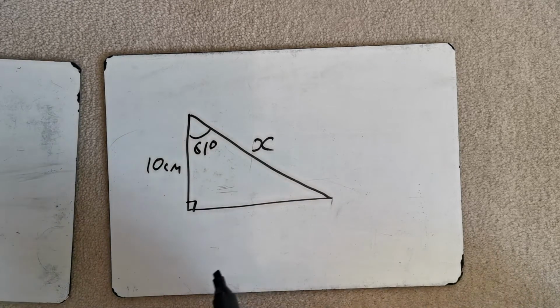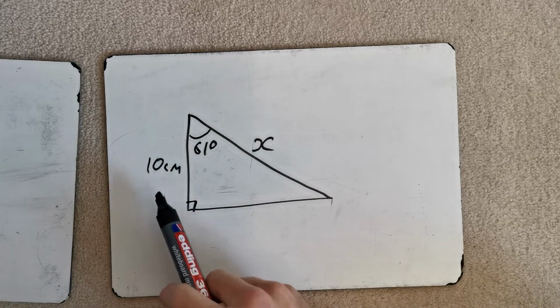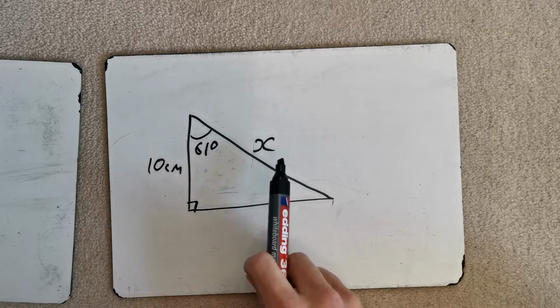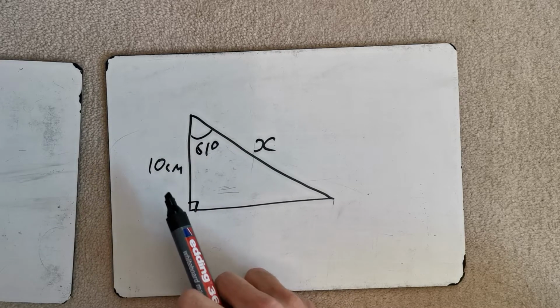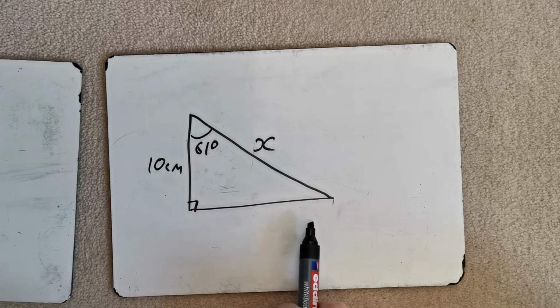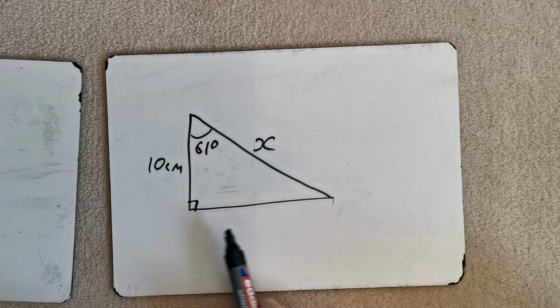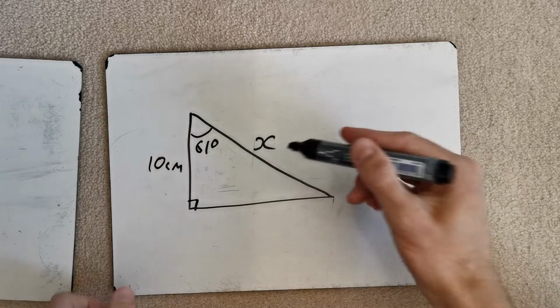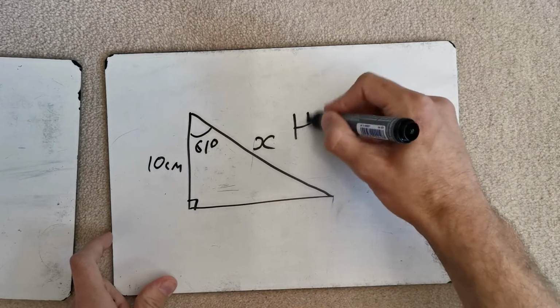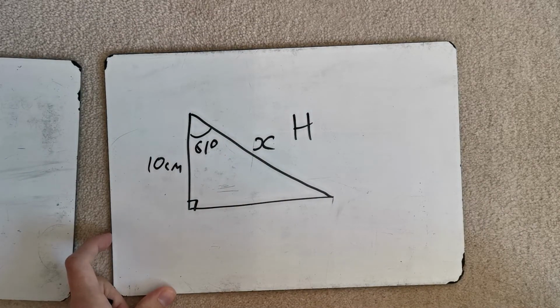Okay, so what we've got to do is look at the sides that we've got here. We only need to give names to the ones that have things on at the moment. This side here has nothing on it, so we can completely ignore it for this question. This side here, that's the longest side. That's our hypotenuse. So I'm just going to put H next to it.